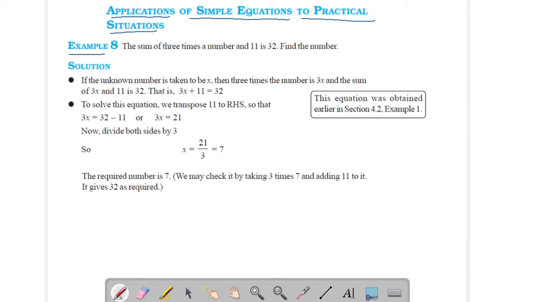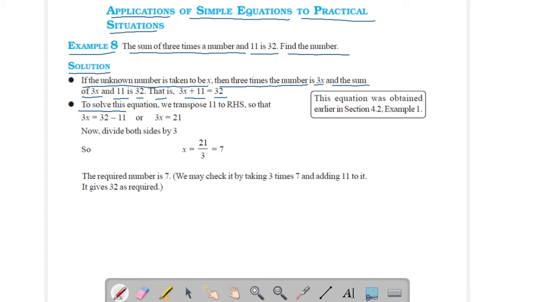Take example 8. The sum of 3 times a number and 11 is 32. Find the number. See the solution. If the unknown number is taken to be x, then 3 times the number is 3x and the sum of 3x and 11 is 32, that is 3x plus 11 equal to 32. This is your equation. Now you have to solve this equation.